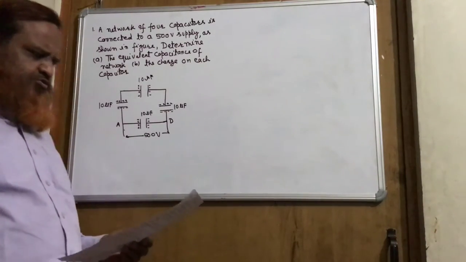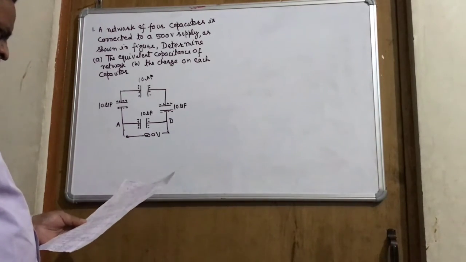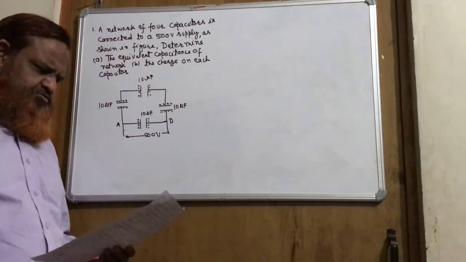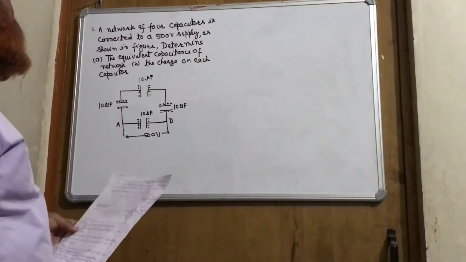Today I will take some numericals. First numerical, which is also an example in your textbook. The example number is 2.9 at page number 79. It is also written on the board.